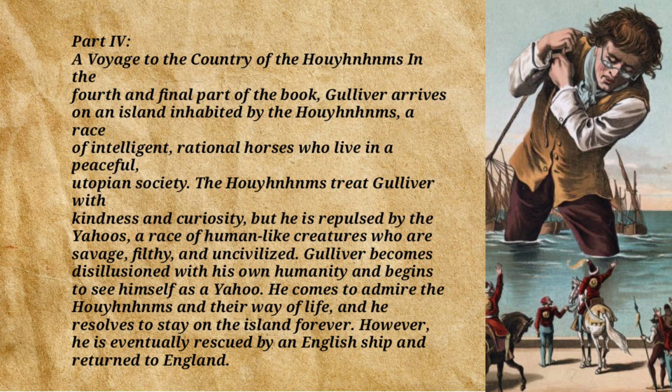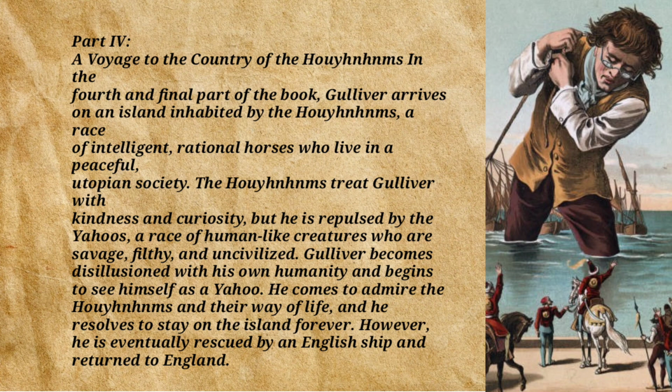Part 4, A Voyage to the Country of the Houyhnhnms. In the fourth and final part of the book, Gulliver arrives on an island inhabited by the Houyhnhnms, a race of intelligent, rational horses who live in a peaceful, utopian society. The Houyhnhnms treat Gulliver with kindness and curiosity, but he is repulsed by the Yahoos, a race of human-like creatures who are savage, filthy, and uncivilized.